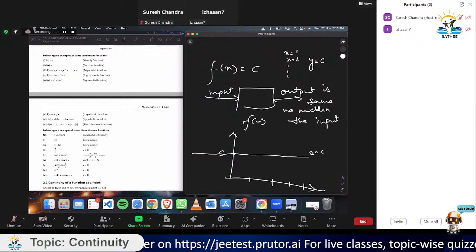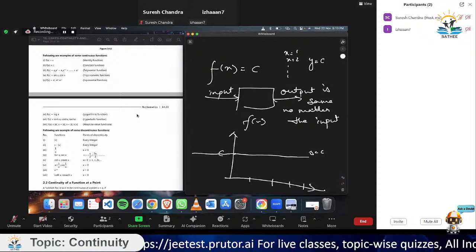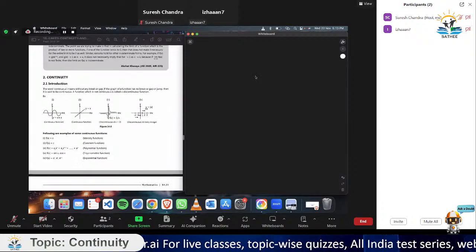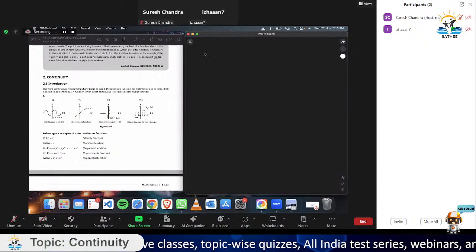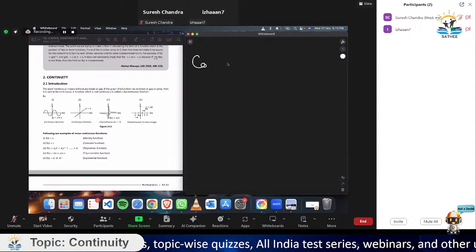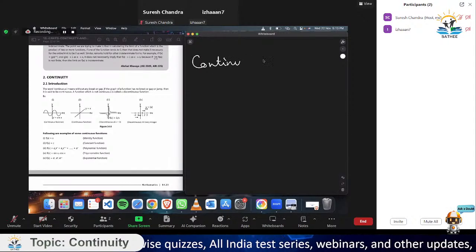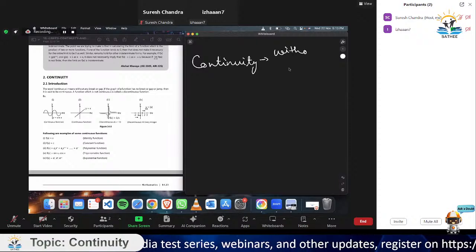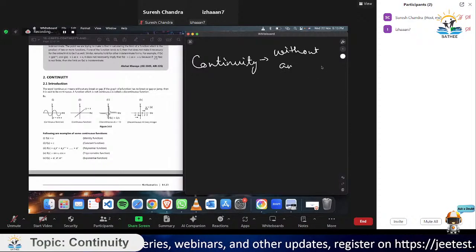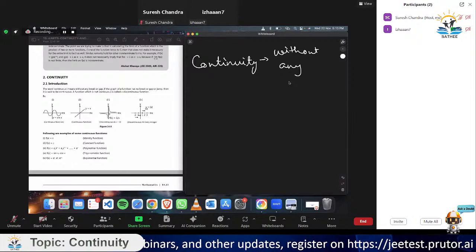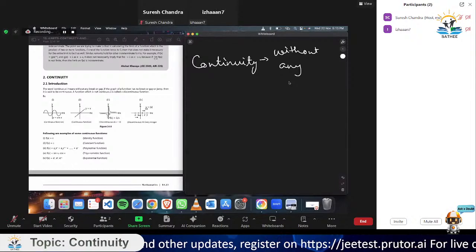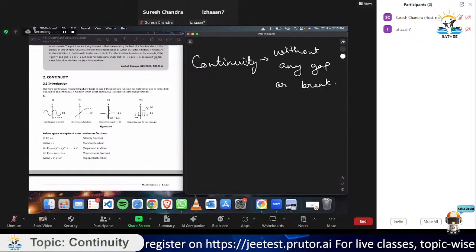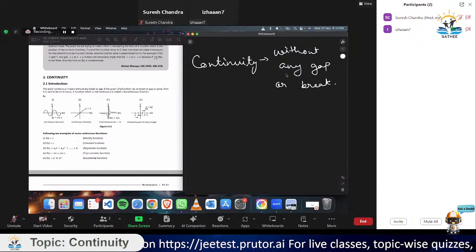Now, let me tell you about continuity. What is continuity basically? From the word continuity, what do we understand? Without any break, right? Smooth. What do you understand by continuity? Without any gap and break. But a gap or break in what? Continuity basically means there's no gap; you do not have to stop anywhere, so that is continuous.